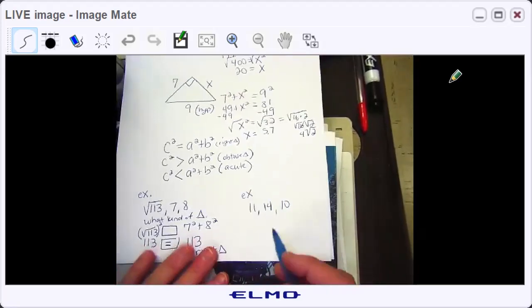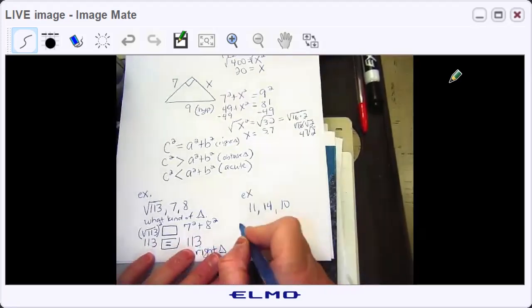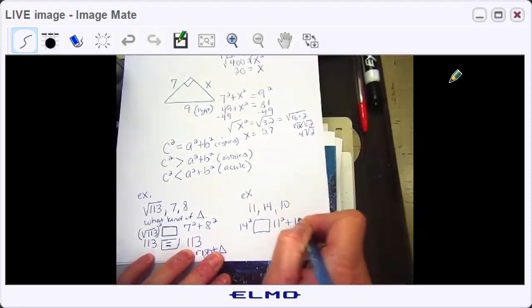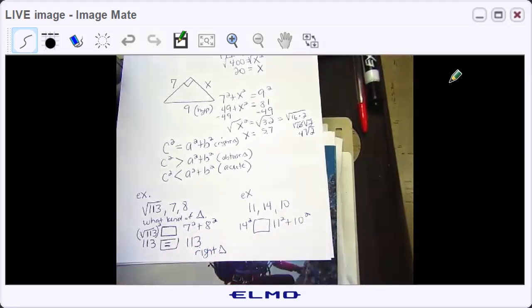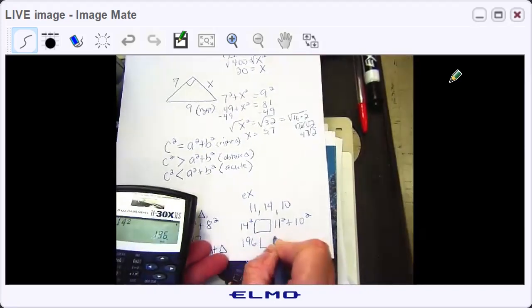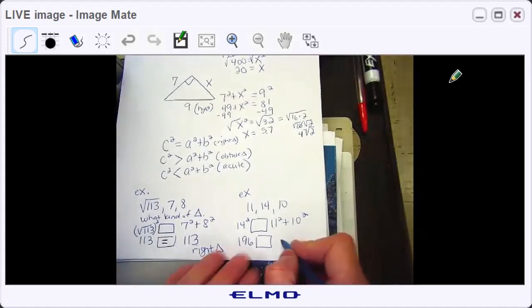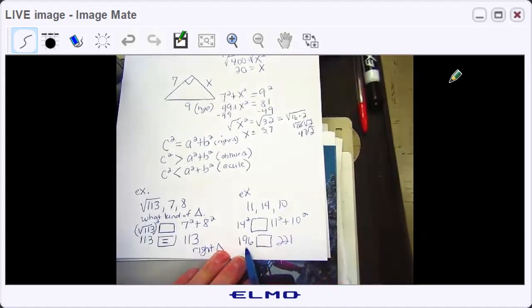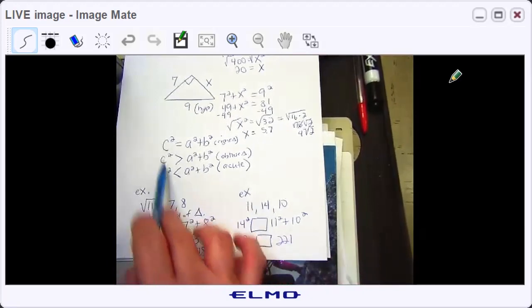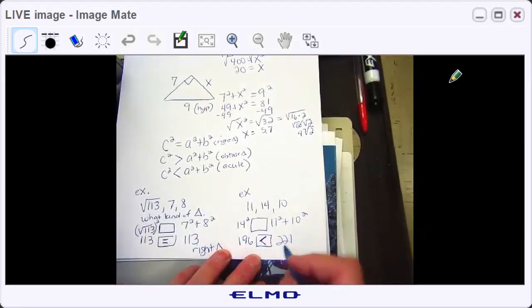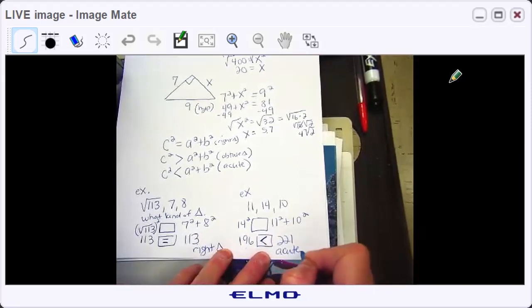That's the difference. The biggest number is 14, so we're going to put 14 first. Draw your little box. And then it doesn't matter which one you put in what spot for a or b. I'm just going to let my calculator work out the math of this. This is 196. Okay, 11 squared plus 10 squared is 221. So look what happened there. It's important, y'all, that you put the c squared first, or you're going to mess up these 2 symbols. This symbol would be less than. 196 is less than 221. So this would be an example of an acute triangle.